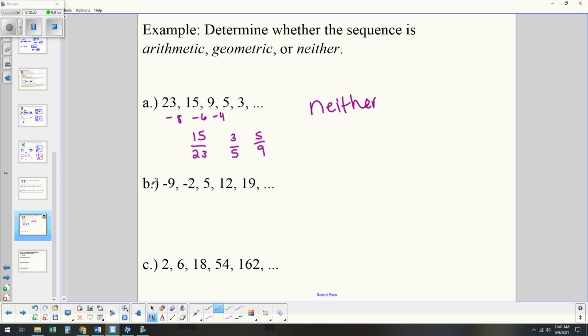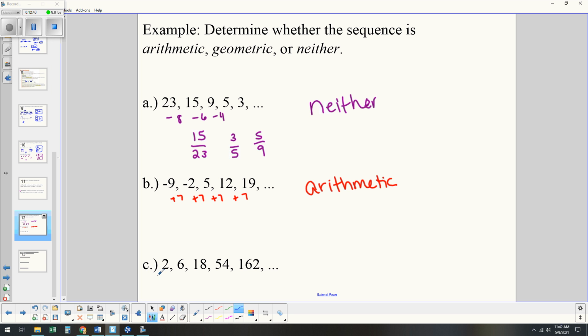All right, looking at B, negative 9 to negative 2, we could add 7. Negative 2 to 5, we could add 7. 5 to 12, we could add 7. 12 to 19, we could add 7. So this one is arithmetic, right? We added the same amount to get from one term to the next.